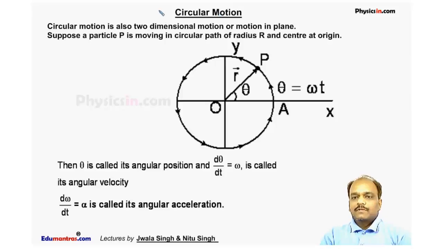In kinematics, we will study this circular motion. Circular motion is also two-dimensional motion of a body, or motion in a plane. Suppose this is a particle P which is situated here. At t equal to 0, let the particle be at A.